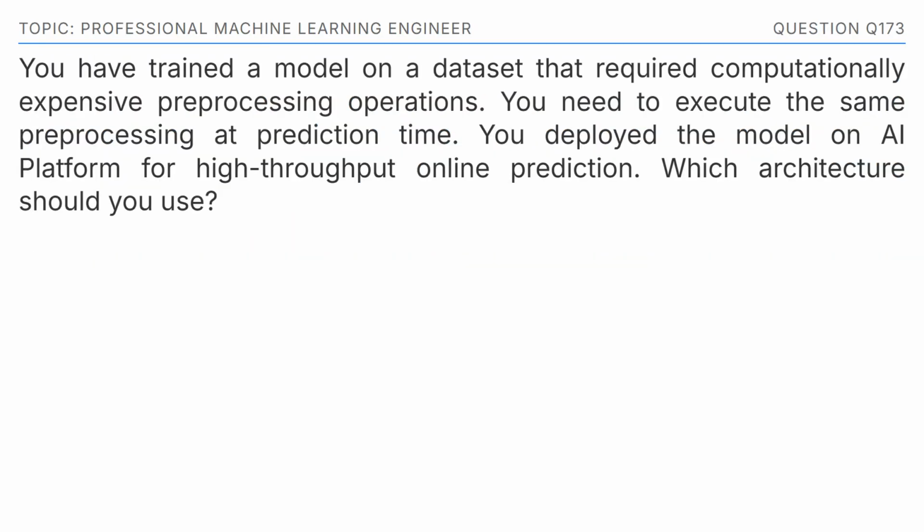You have trained a model on a dataset that required computationally expensive pre-processing operations. You need to execute the same pre-processing at prediction time. You deployed the model on AI Platform for high-throughput online prediction. Which architecture should you use?